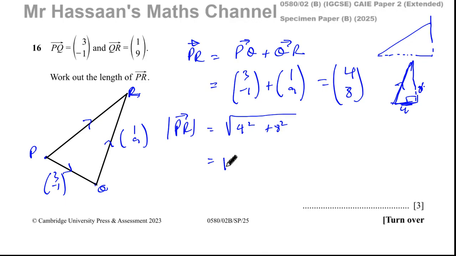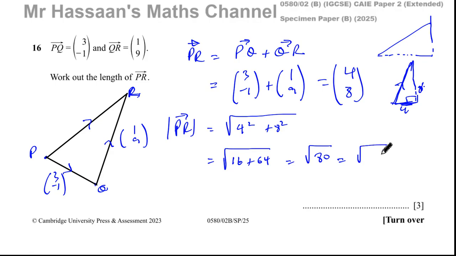Remember, this is a non-calculator paper, so we have to give our answers without using the calculator. So that's 16 plus 64. We should know our square numbers. That's going to give you the square root of 80. Now, of course, that's not going to give us an exact value. We're not to write it as a decimal because we are not to use a calculator, but what we should do is write it in simplified surd form.